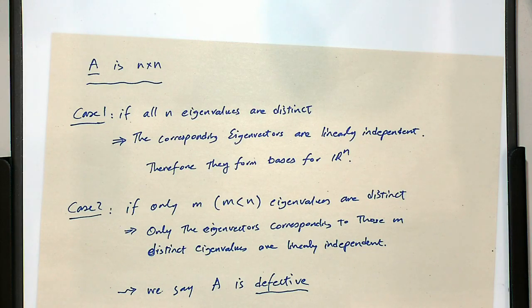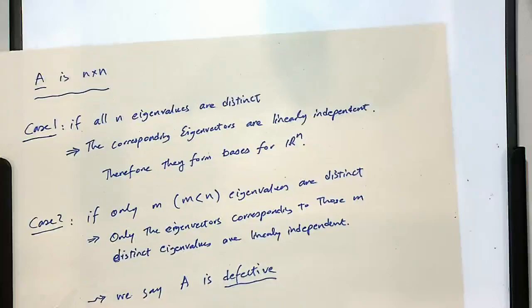Okay, you see the slide? Defective matrices. So if we have only m of n eigenvalues to be distinct, then we cannot have a complete set of eigenvectors which are linearly independent. Perfect. So let's look at an example. I guess now it's time for an example.